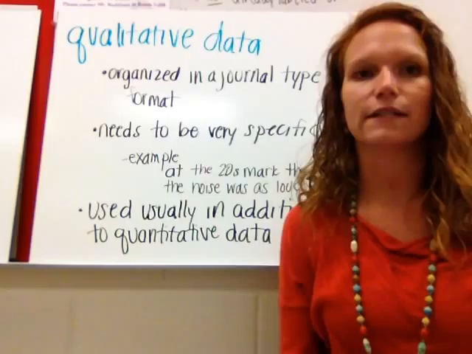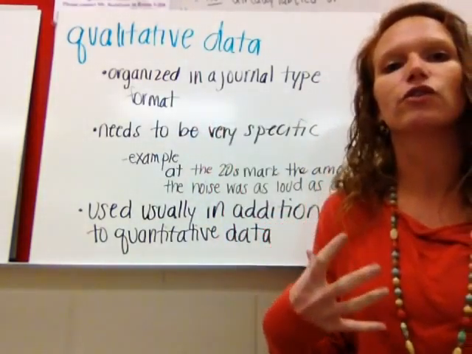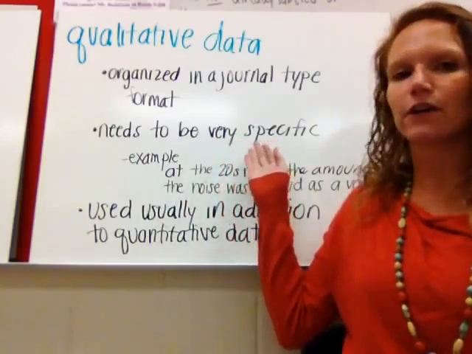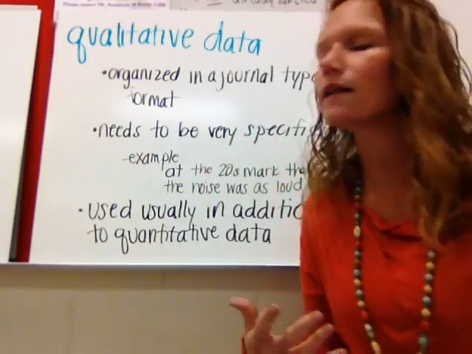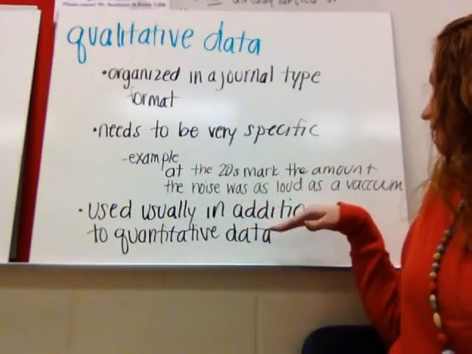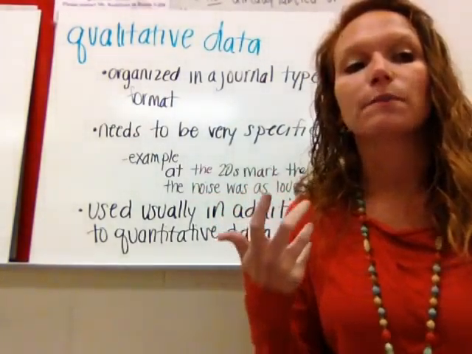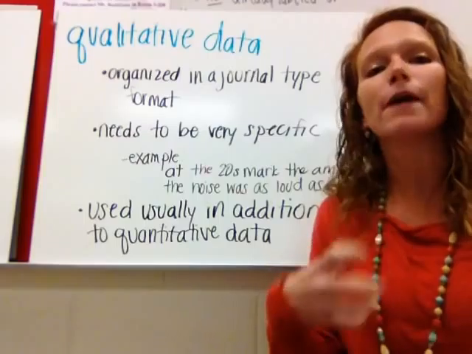So let's talk about qualitative data for a second. When you have qualitative data, you need to organize it in like a journal type format. It needs to be very specific. An example of use of qualitative data would be at the 20-second mark, the amount of the noise was as loud as a vacuum. So there's no specific numbers here. You know, if we're talking about the amount of noise, we could have measured it in decibels, but instead we were just comparing it to something else.